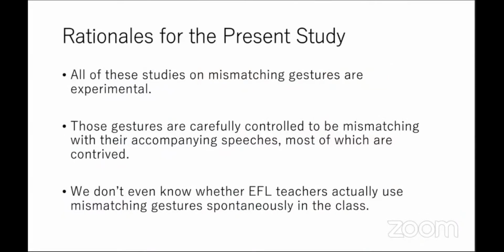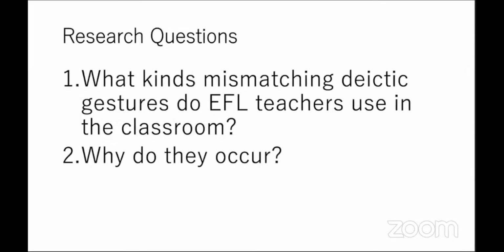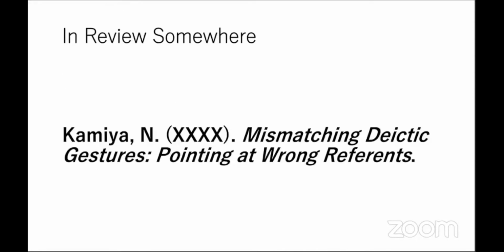So here comes the rationale for my study. All of these studies on mismatching gestures are experimental. Those gestures are carefully controlled to be mismatching with their accompanying speech, most of which are contrived. We don't even know whether EFL teachers actually use those mismatching gestures spontaneously in class. So I think that was a basic question to ask. So, research questions: what kinds of mismatching deictic, pointing gestures do EFL teachers use in the classroom, and why do they occur? And this paper is under review somewhere. I don't know when it's coming, but it's in the future before I die. So please look for it.